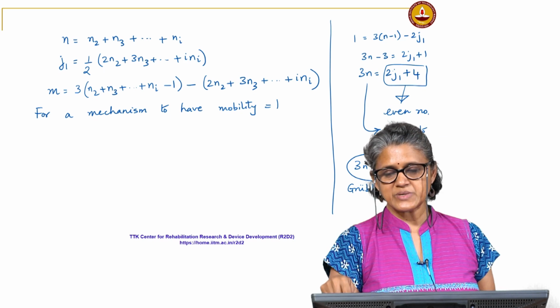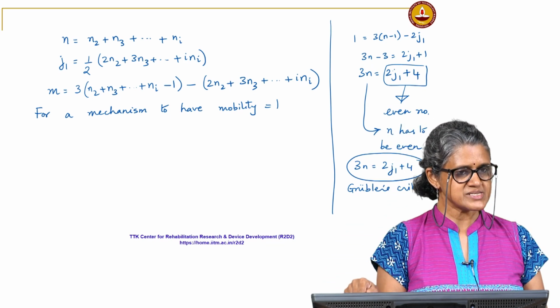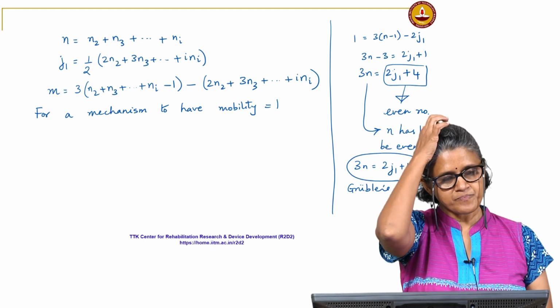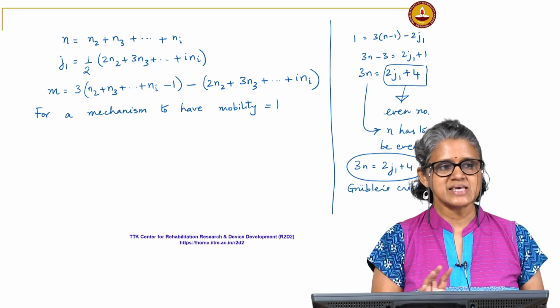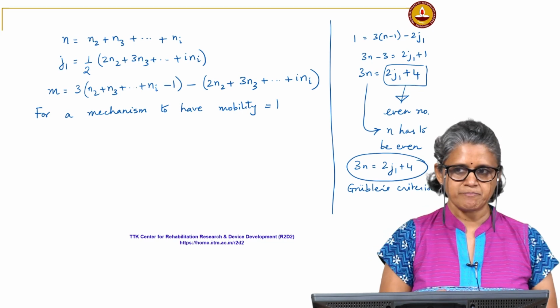So, the first thing that we see from this Grubler's criterion is, if you want a mechanism with mobility 1, the number of links has to be even.